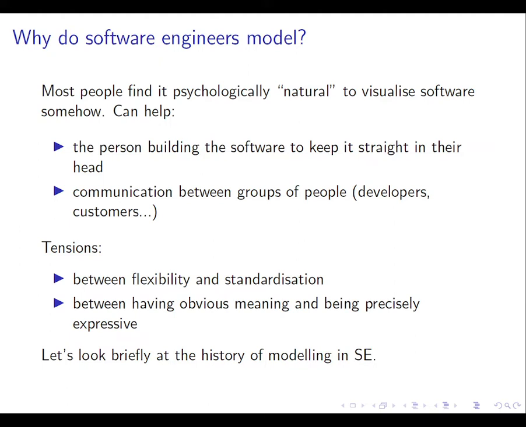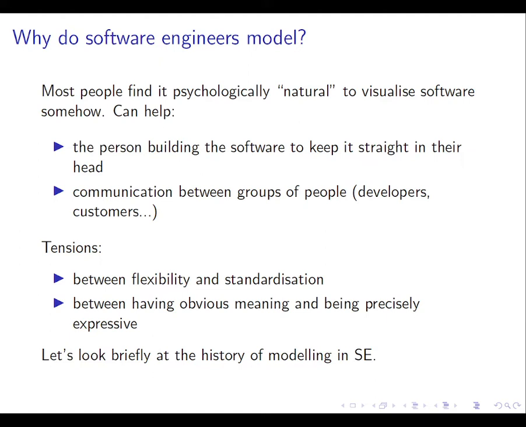And visualizing the software and using models can help communication between groups of people, whether that's developers talking among themselves about how to solve some particular design problem, or whether it's developers talking to customers about decisions that have been made about a software system so far, and whether those decisions do indeed correctly reflect the customer requirements. In deciding how to do it, we have a tension between flexibility and standardization.